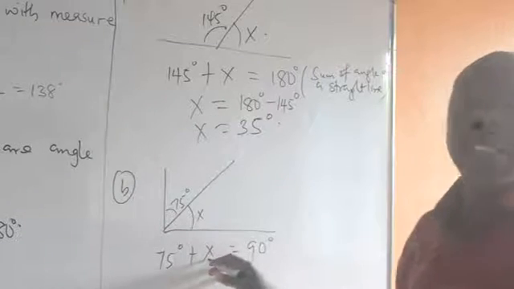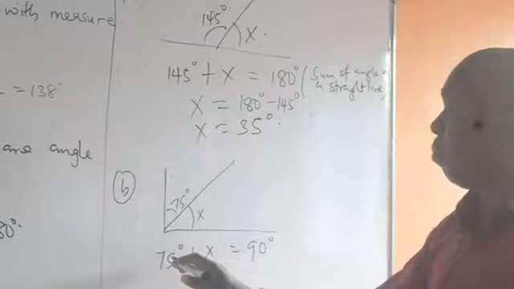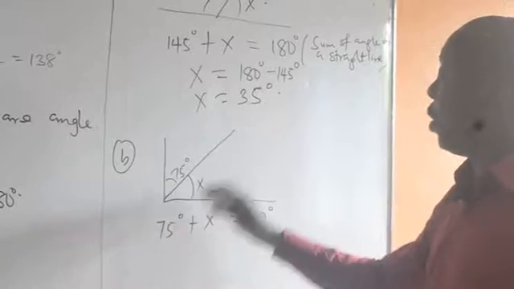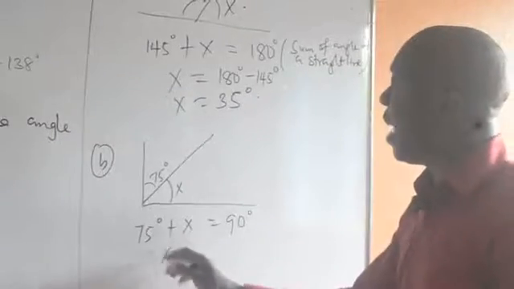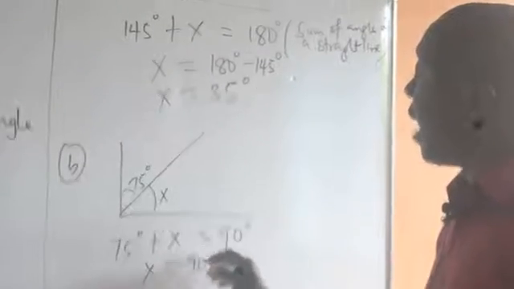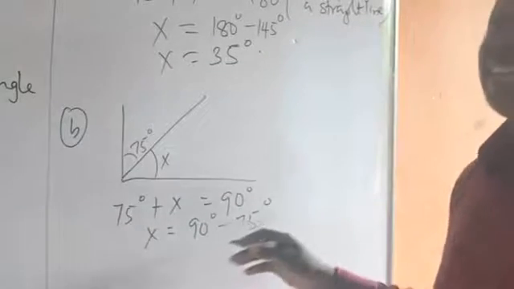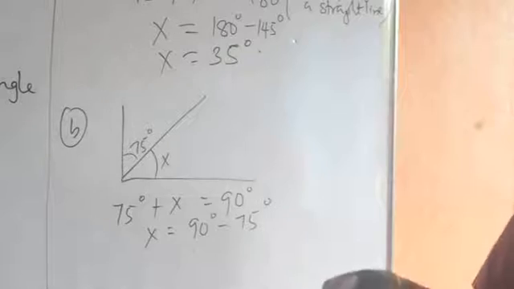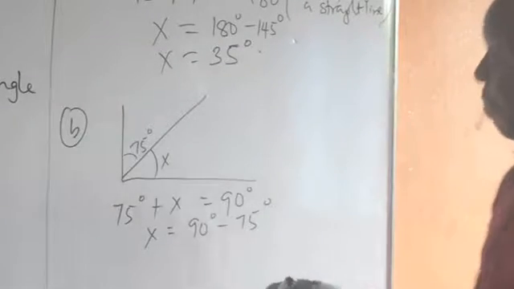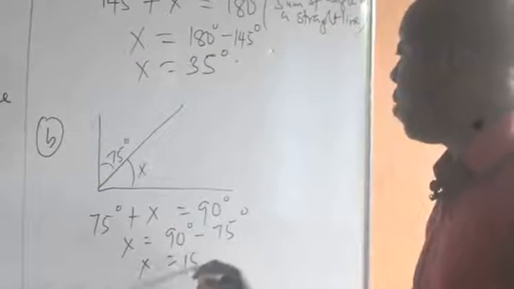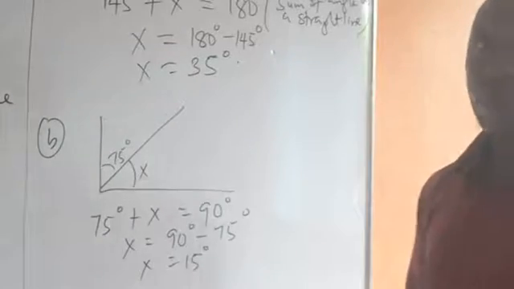To calculate the value of X, we'll move 75 degrees to the other side, we'll collect like terms. That is, X is equal to 90 degrees minus 75 degrees. If you subtract 75 degrees from 90 degrees, you end up getting 15. X is equal to 15 degrees.